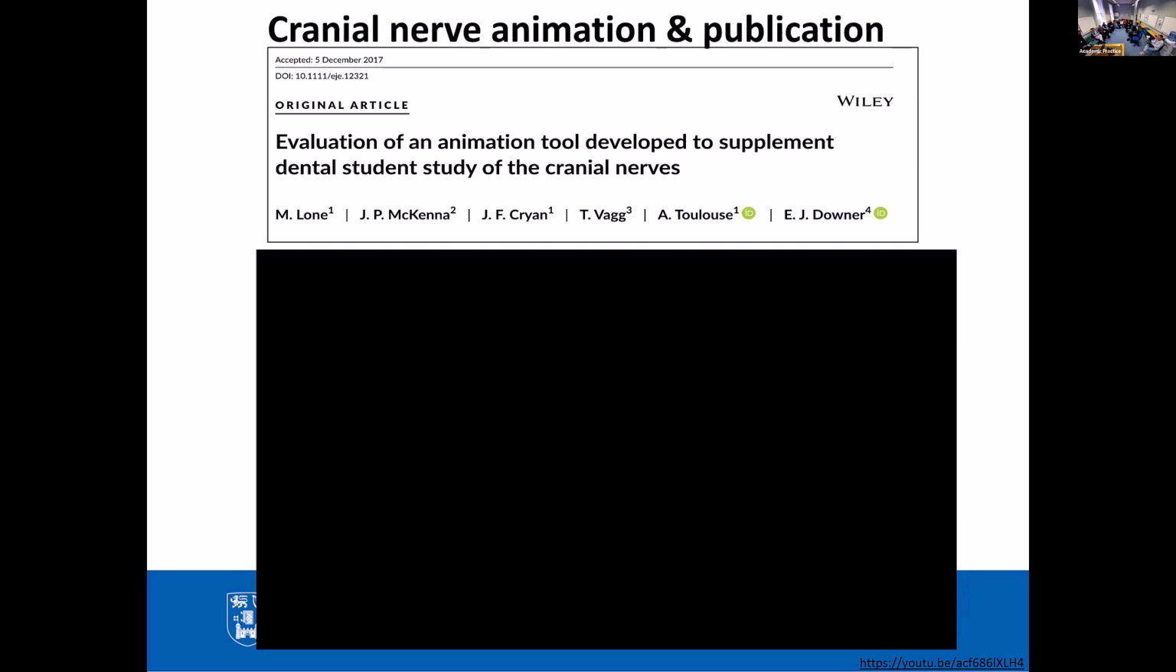So you see the idea of it. We worked through the 12 nerves in that scenario. Then we introduced that over 3 years into the student cohort of dental students, and we found that it improved their learning of that specific topic compared to students that didn't have access to the animation tool. That was through the Blackboard platform in Cork at that time, and it was published in this article.